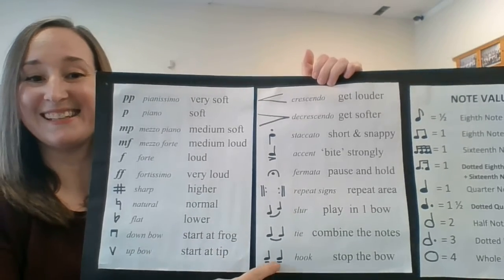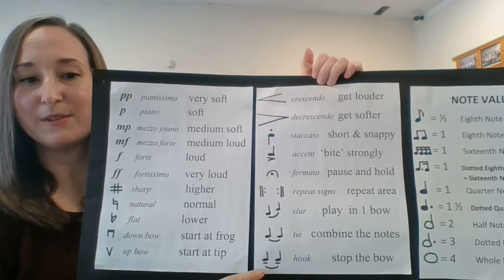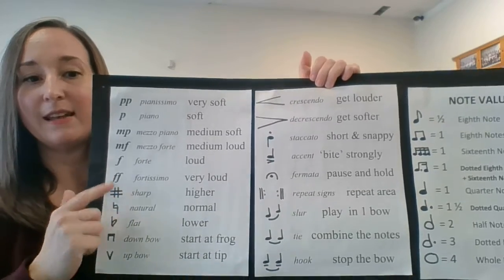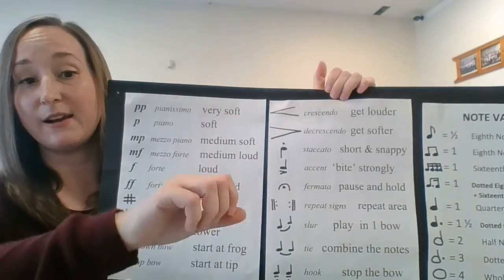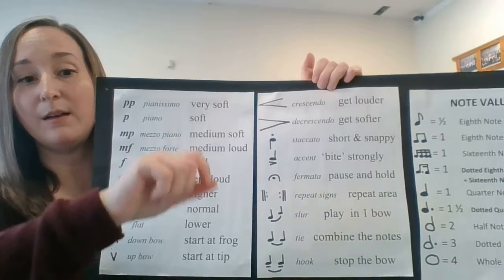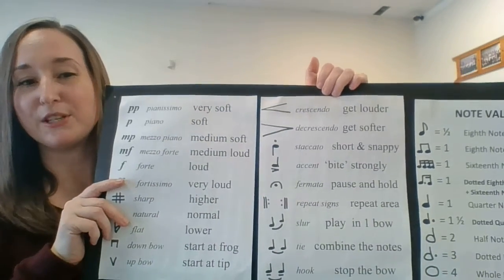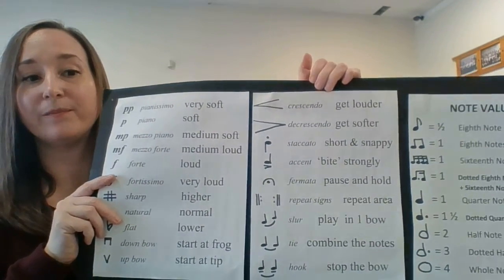This also has that same slur marking, but this time there's also a little line under the notes. That means I'm going to move in the same direction, like down, down, or up, up, but I'm going to put a separation in between the notes, so it's called a hook.